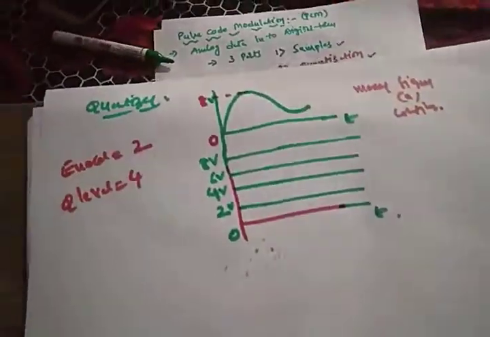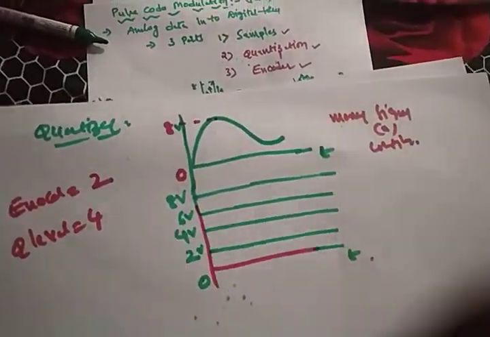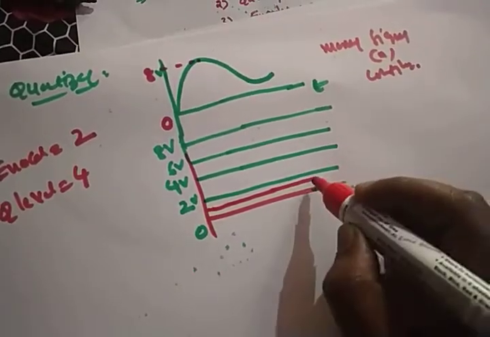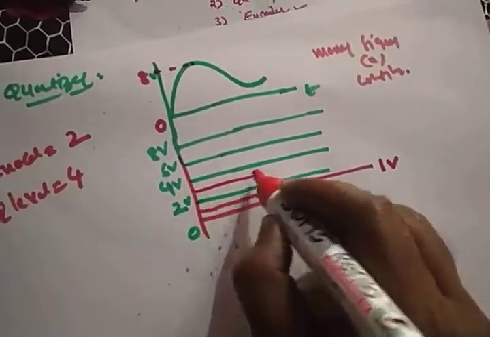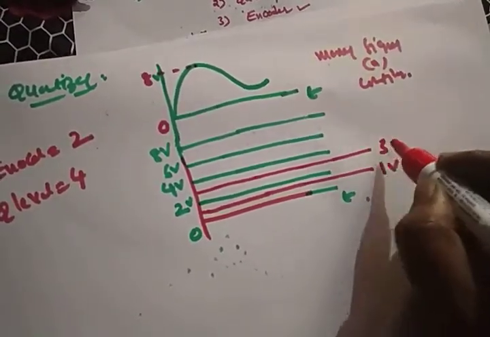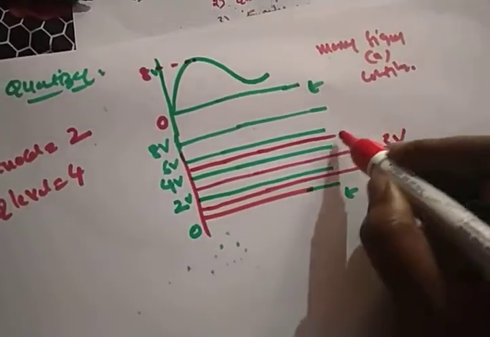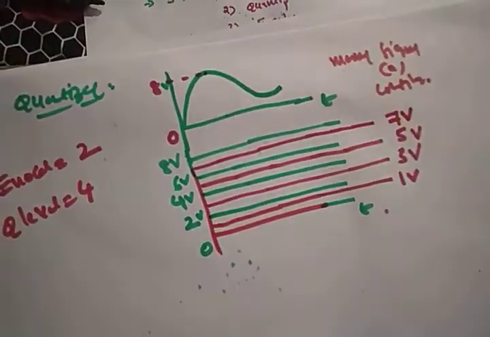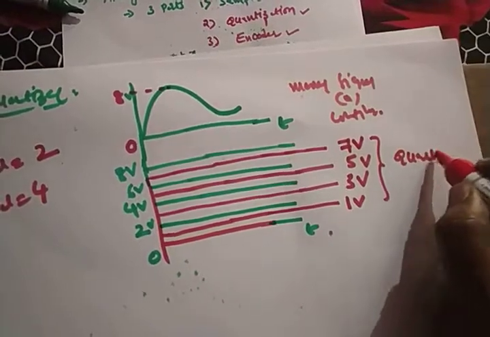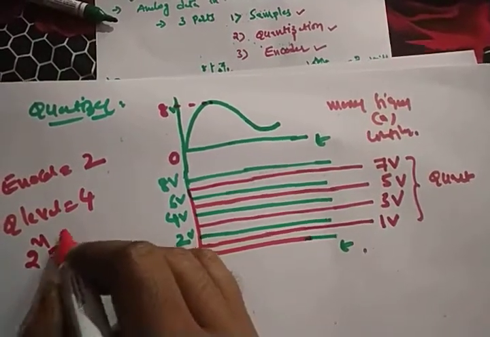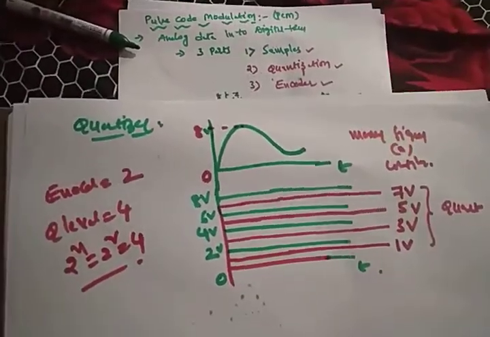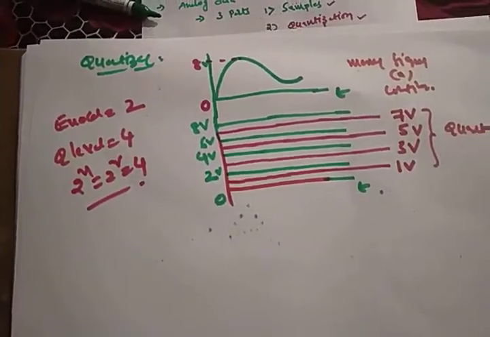Now you have to put quantization levels. How many levels? There are 4 levels. So you directly put your quantization levels. This is one level of quantization: 1 volt. This is 3 volts. This is 5 volts. This is 7 volts. So these are the quantization levels. Why 4? Because my encoder decides 2 bits, and with a 2-bit encoder there are 2 power n levels. So 2 squared is equal to 4 quantization levels you have to represent.